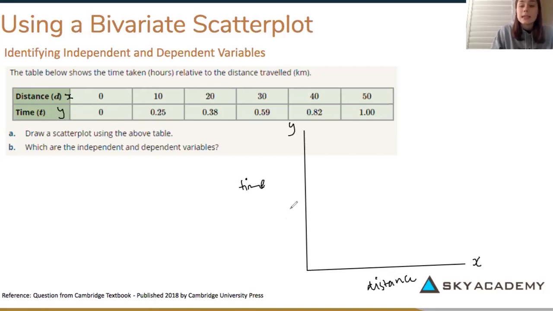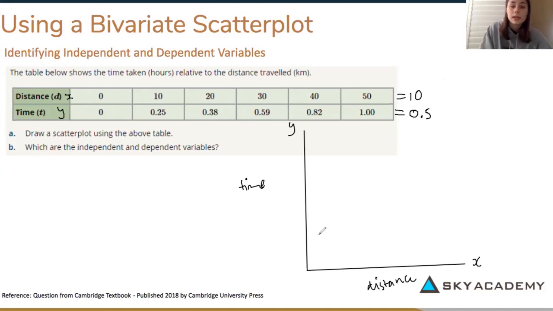And now I need to get a scale. So for distance, I'm just going to use the scale they've given us, which is going up by tens. So that's lovely, scale of 10. And for my time, I'm going to use a scale of 0.2. No, let's just go 0.5. Hopefully that works. I might have to change it.